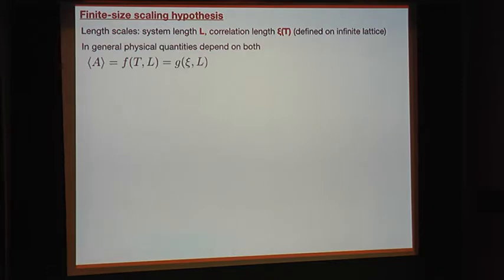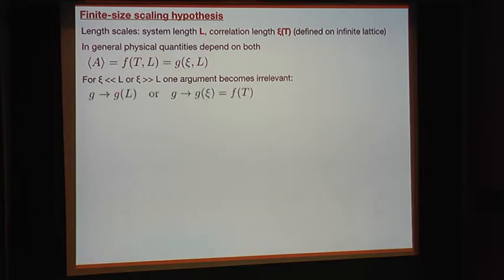If we look at a physical observable as a function of system size and temperature, for example, in general this will depend on both the temperature and the length in some way. And since the correlation length, if we are close to a critical point, is in a simple way related to the temperature, we could also say that it depends on the infinite size correlation length and the finite length L. If we go to some limit where the correlation length is much smaller than the system size, then the system size L should not matter anymore. On the other hand, if the correlation length is much larger than the system size, then that correlation length should not matter anymore.